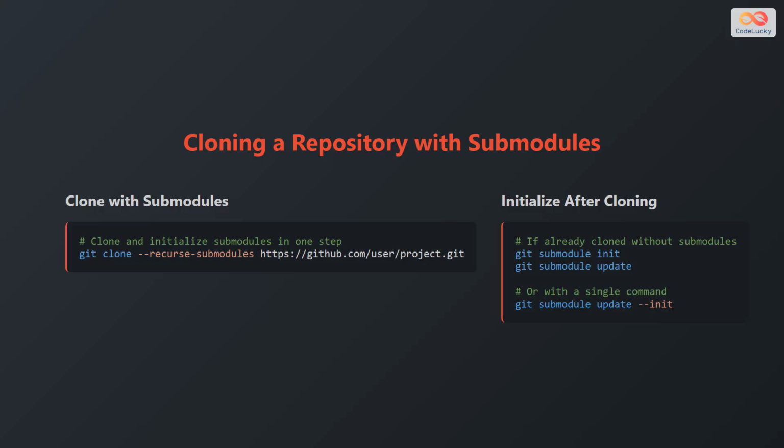When cloning a repository that contains submodules, you need to ensure that the submodules are properly initialized and updated. The easiest way to do this is by using the command git clone --recurse-submodules, followed by the repository URL. This command clones the main repository and automatically initializes and updates all of its submodules. If you have already cloned the repository without using the recurse-submodules option, you can initialize and update the submodules separately. First, run git submodule init to initialize the submodules. Then, run git submodule update to fetch the submodule content. You can also combine these two steps into a single command by using git submodule update --init.